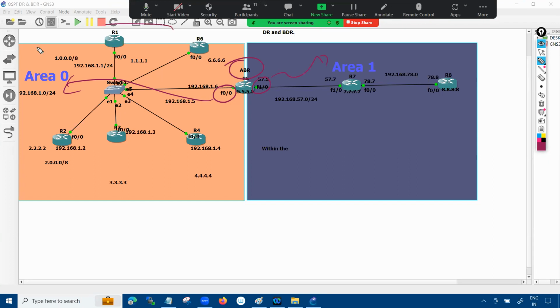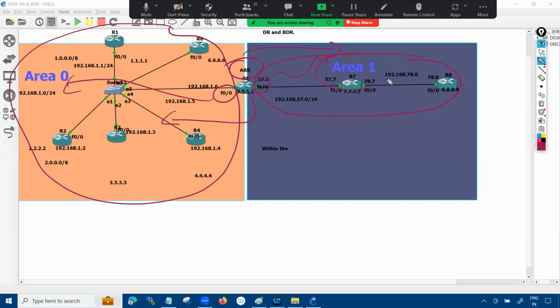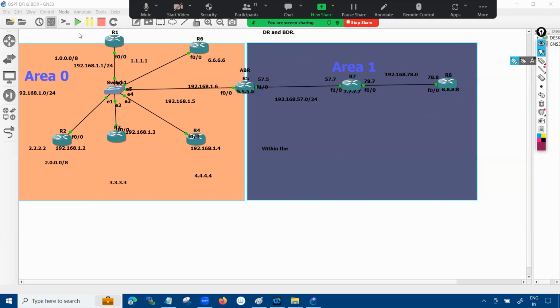Whatever LSAs are there in area 0, all those LSAs will be converted into summary LSAs. R5 will generate the summary LSA for this side, and for all of area number 1, it will generate the summary LSA to area number 0. Area number 1 has all the detailed information. When it comes to router 5, router 5 will convert all the detailed information into short information and send it to area 0. Same thing, area 0 has detailed information. Router 5 will convert this detailed information into short information and attach it to area number 1. So the ABR is the router who's going to do all those things.